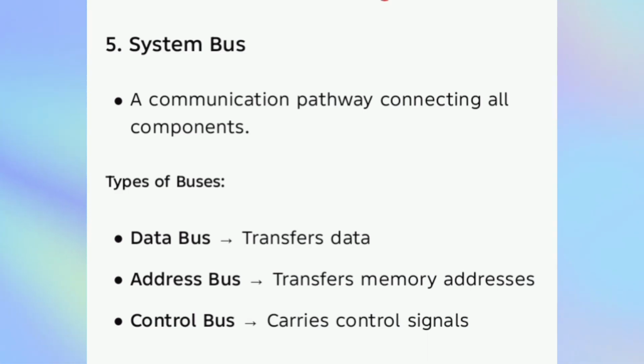System bus: a communication pathway connecting all the components. Types of bus: data bus transfers the data, address bus transfers the memory addresses, control bus carries control signals. A bus is a collection of wires, and those wires pass the data.